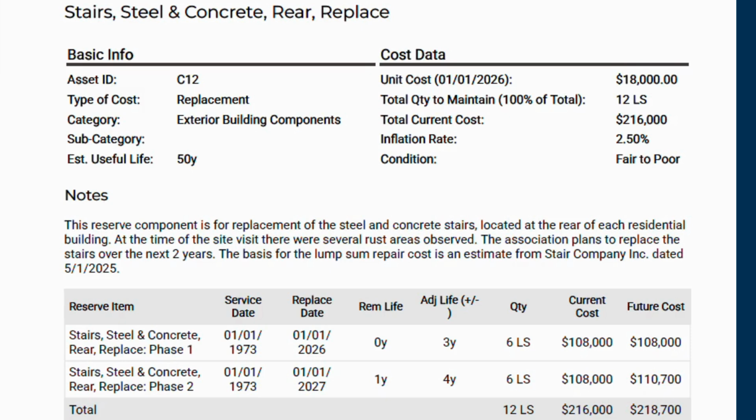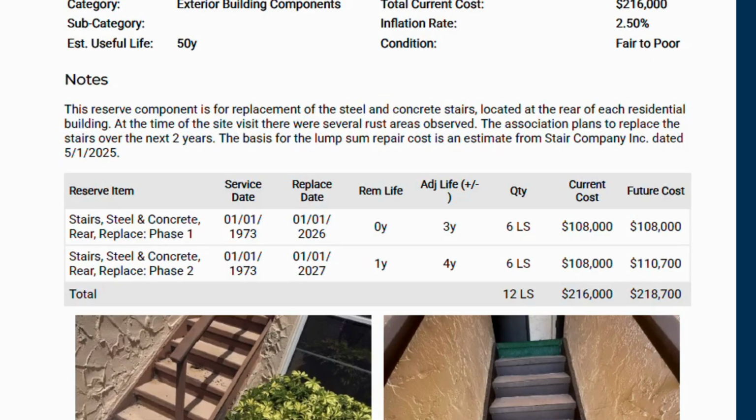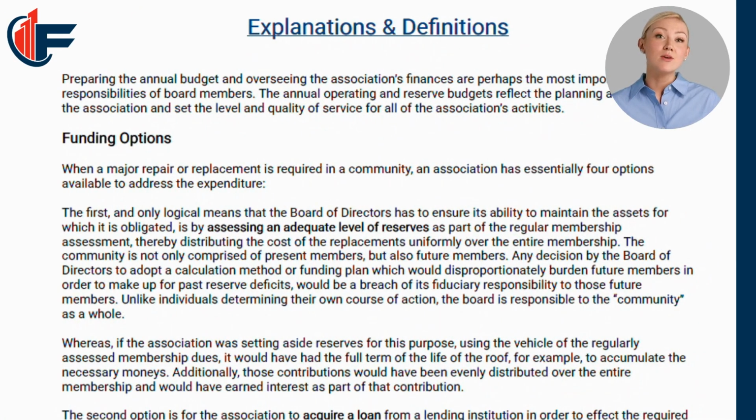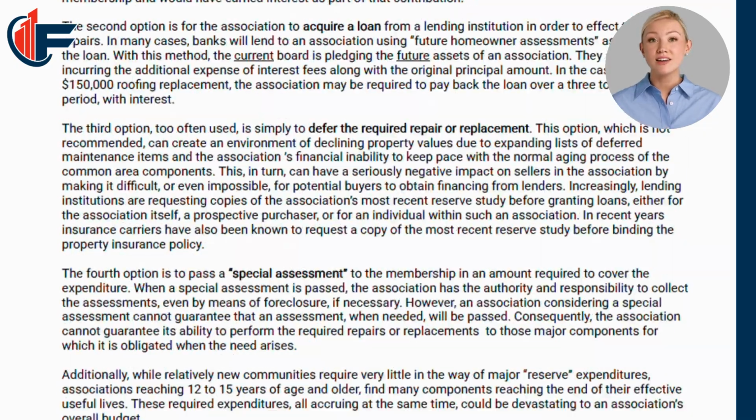If a lump sum was used to estimate the cost of a component, this section will often include a detailed breakdown showing how that price was determined. The final section of the report provides explanations and definitions of all the terms used throughout the study.